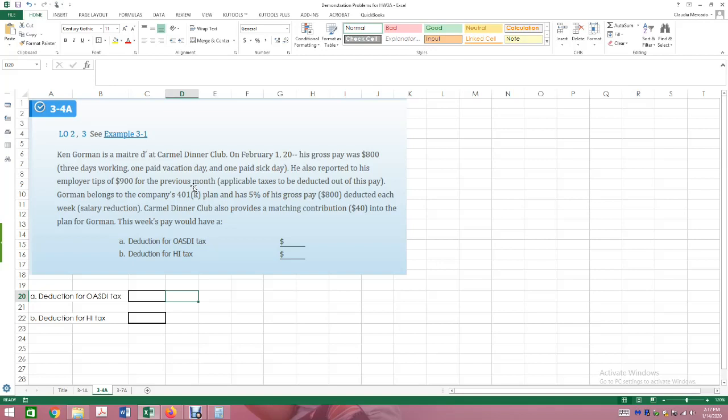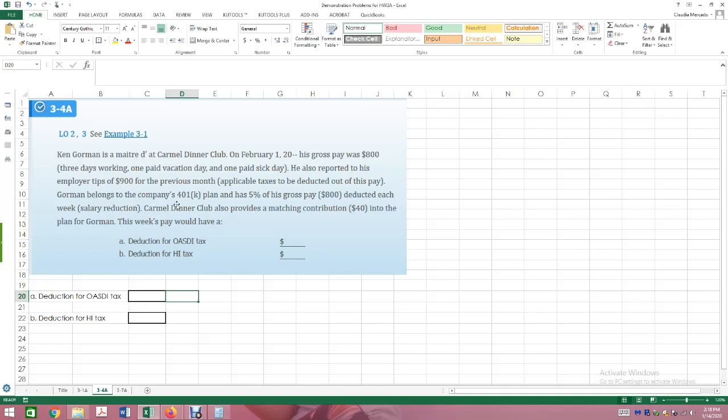He hasn't paid any taxes on that, and he needs to pay taxes on that, okay? So those tips that he earned are taxable wages. So we need to ensure that we deduct the taxes. So we need to make sure that we add those $900 when we're calculating our taxes, okay?